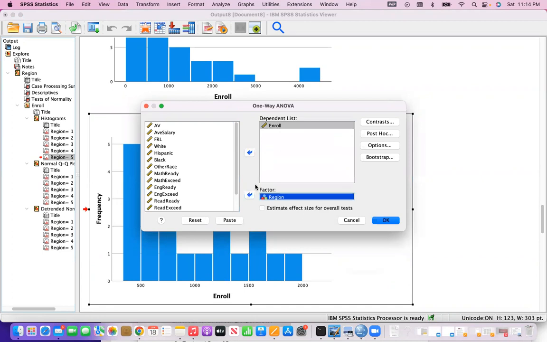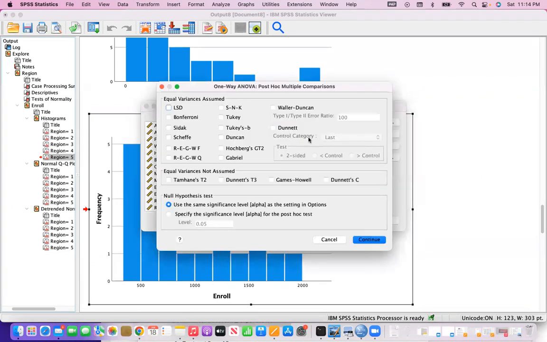At this point, we want to click on post hoc. And here, since our n values were not equal, we're going to use the Sidak test. If they were equal, we would use Tukey, but they're not. There was one that was 72, 66, and 23. And so since the n values are not equal, we'll use Sidak.